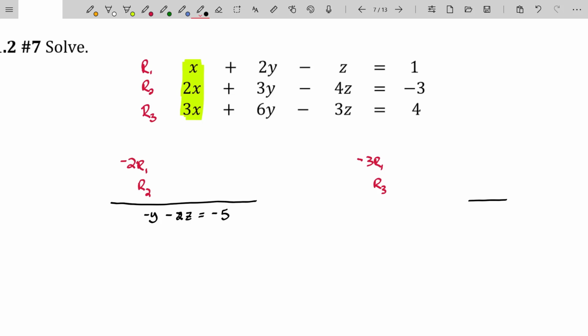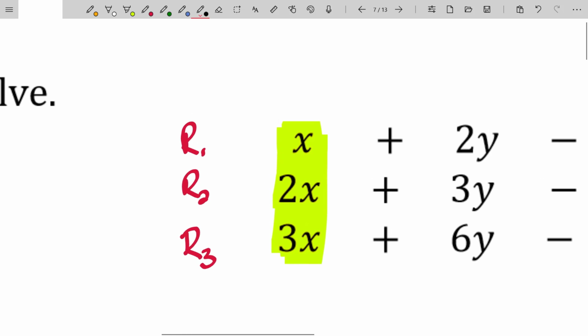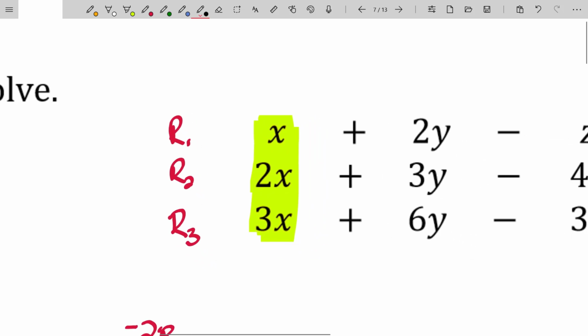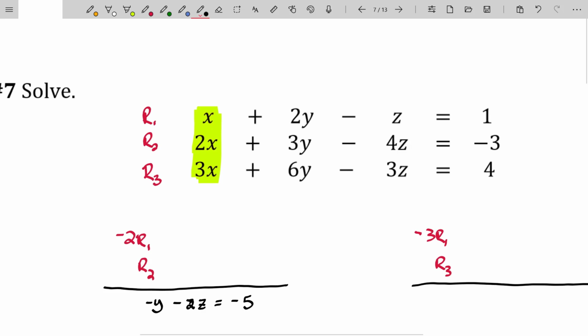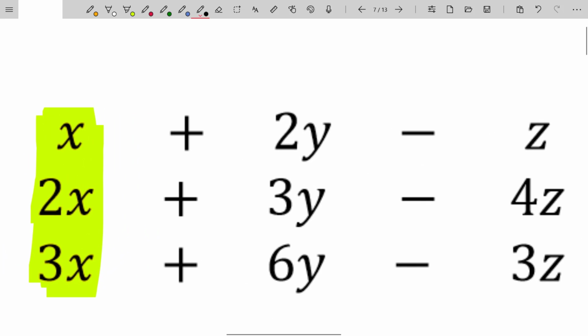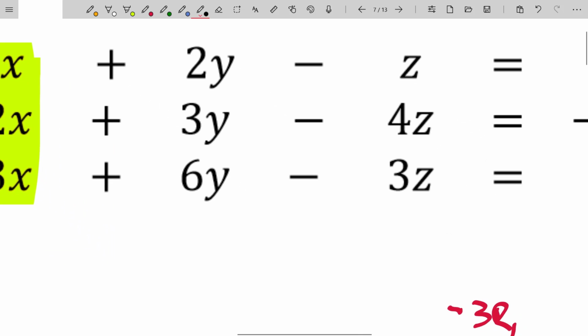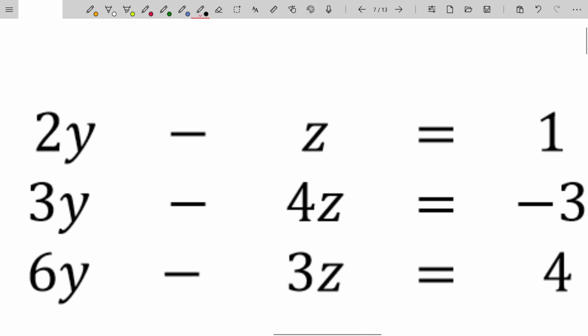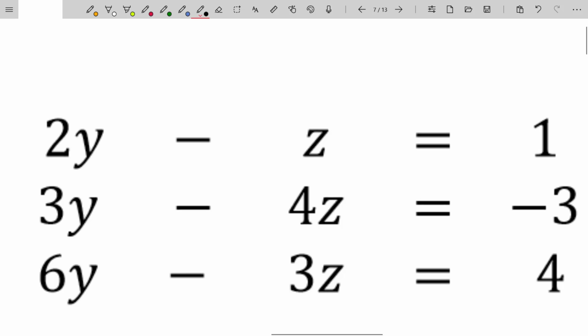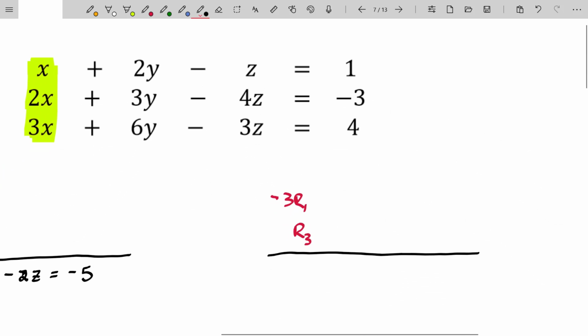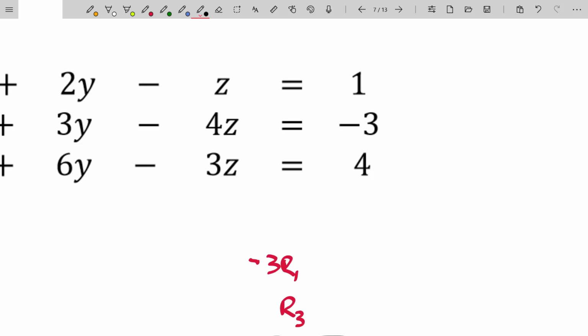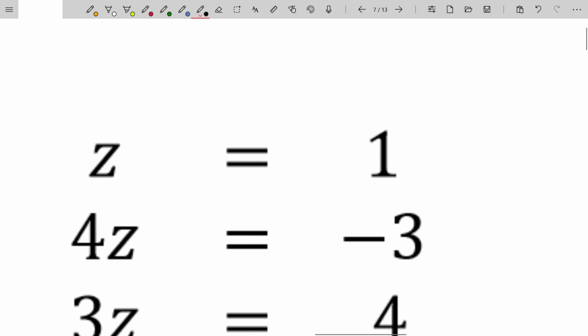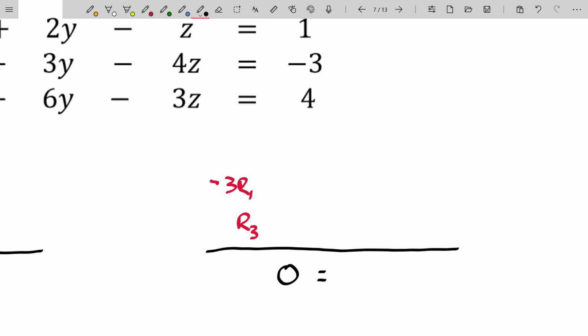And then do that again with rows 1 and 3. -3 times x is a -3x, plus 3x is gone. That's beautiful. -3 times 2y is a -6y, plus 6y. That cancels beautifully as well. So we have 0 so far. And then -3 times a -z is a positive 3z, minus 3z is 0. Uh-oh. And we get there, and let's see, -3 times 1 is a -3, plus 4 is 1, and we've got a problem.